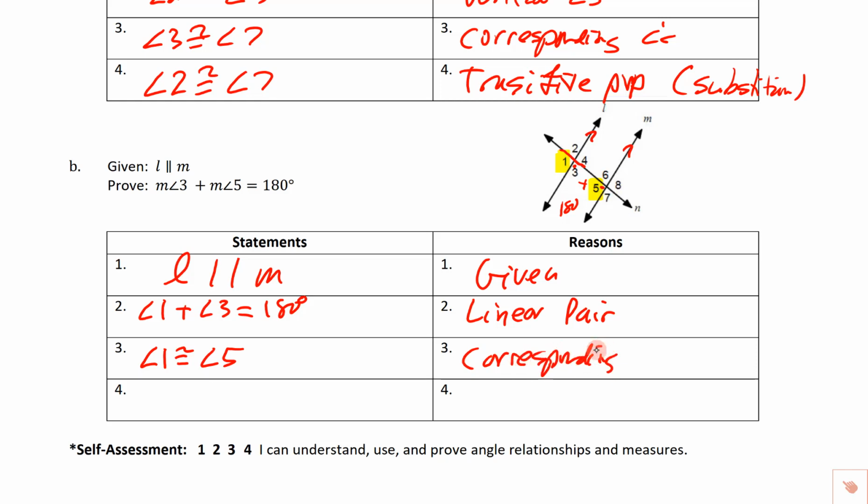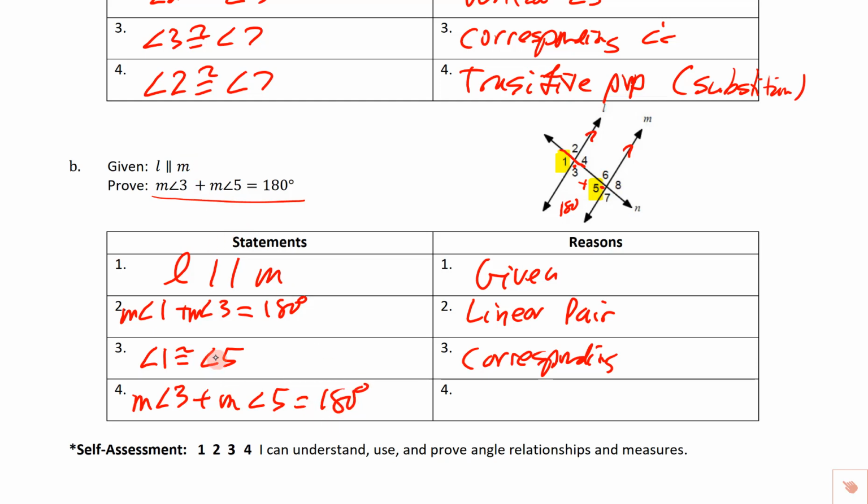Now you can probably see what's coming here. What we wanted to prove is that the measure of angle 3 plus the measure of angle 5 equals 180 degrees. So I am going to come back here and put some m's in there. If angle 1 is congruent to angle 5, I can put 5 in its place. So I'm going to write this down: the measure of angle 3 plus the measure of angle 5 is equal to 180 degrees. That's what we wanted to prove, and I've got it in the right order.